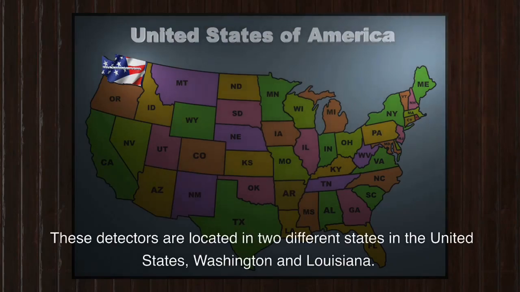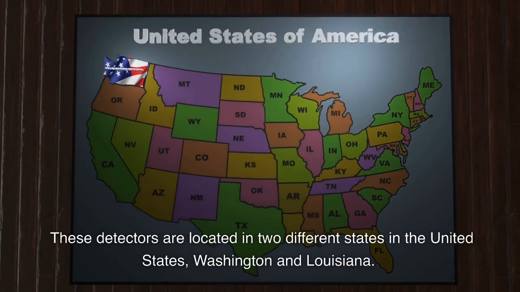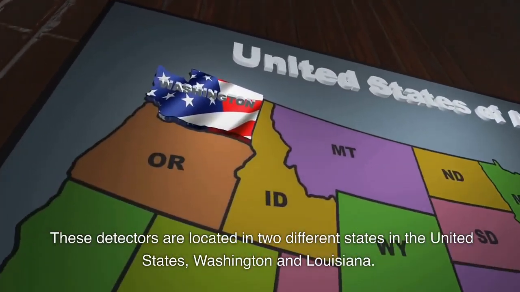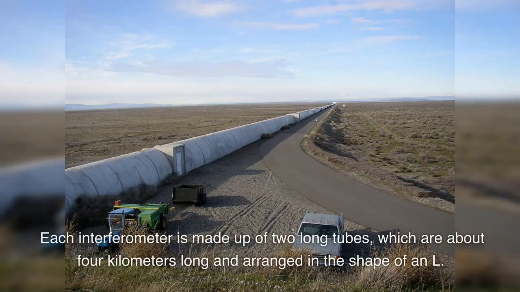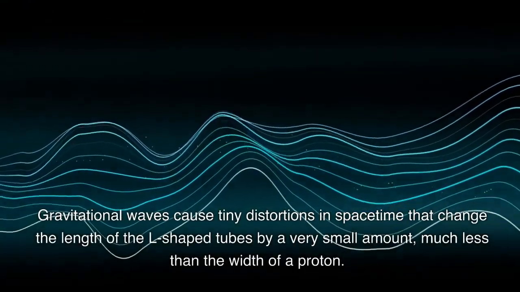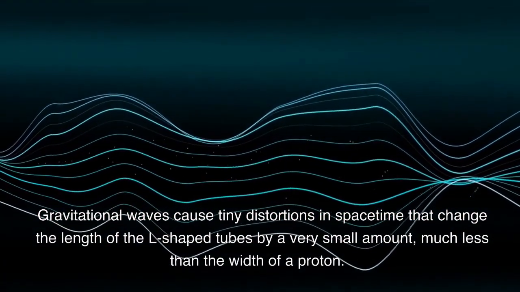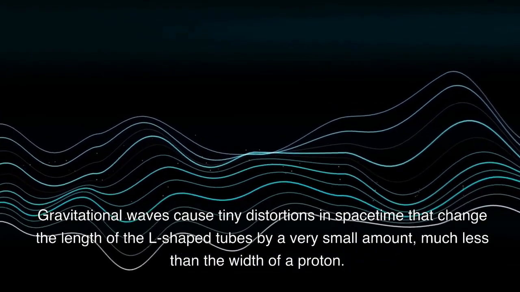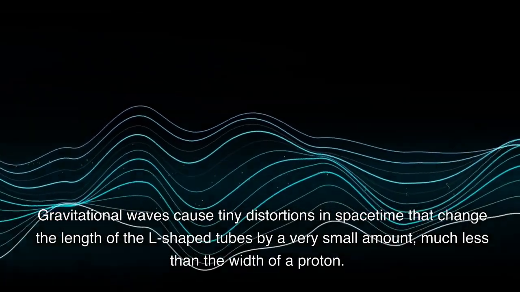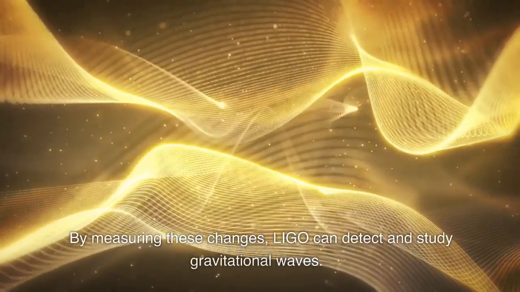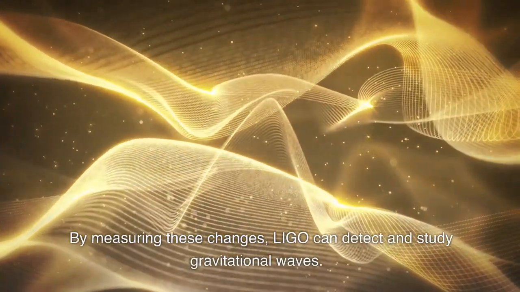These detectors are located in two different states in the United States, Washington and Louisiana. Each interferometer is made up of two long tubes, which are about 4 kilometers long and arranged in the shape of an L. Gravitational waves cause tiny distortions in spacetime that change the length of the L-shaped tubes by a very small amount, much less than the width of a proton. By measuring these changes, LIGO can detect and study gravitational waves.